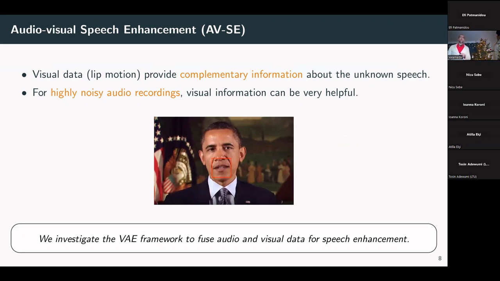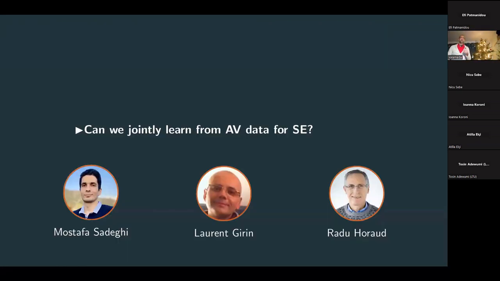So what we would like to do, and what we did in the past few years, is investigate this variational autoencoder framework to fuse auditory and visual data for speech enhancement and supervised speech enhancement. So the first question is, can we actually do that in a very simple manner, right? Is it helping? And this is work that was led by Mustafa and in collaboration also with Laurent and Radu here in Grenoble.